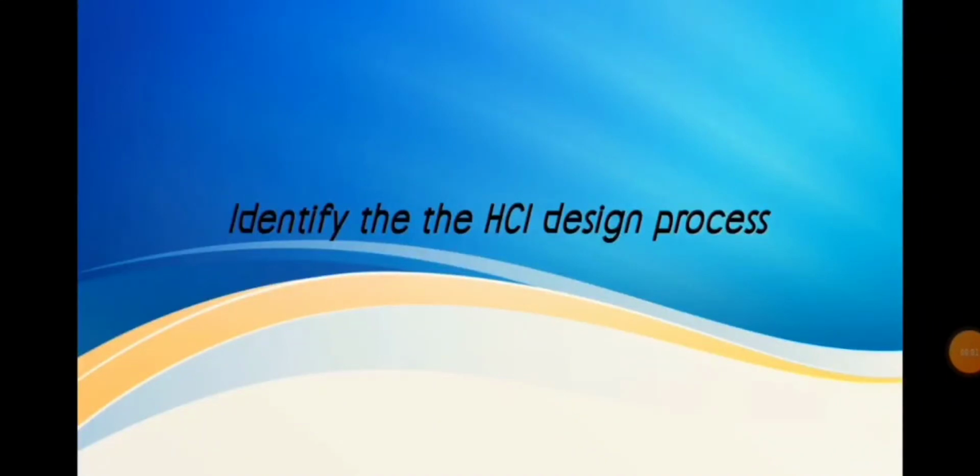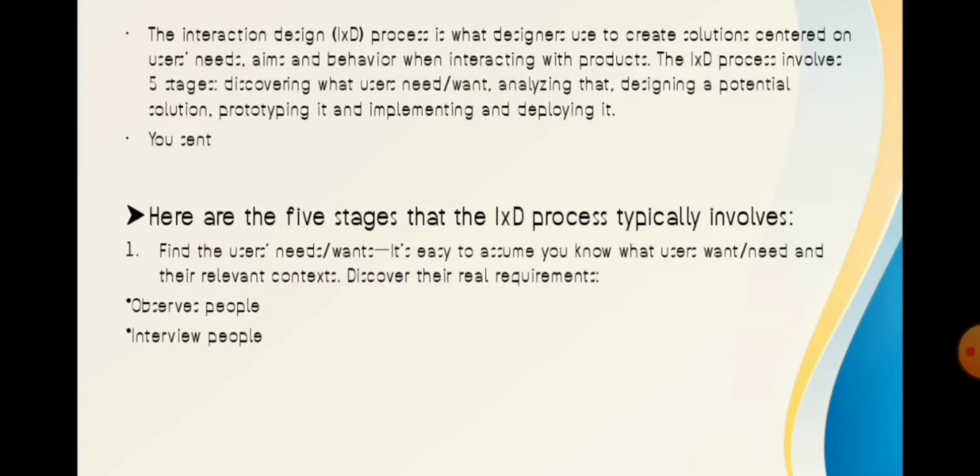Identify the HCI design process. The interaction design process is what designers use to create solutions centered on users' needs, aims, and behavior when interacting with products. The IXD process involves 5 stages: discovering what users need and want, analyzing that, designing a potential solution, prototyping it, and implementing and deploying it.